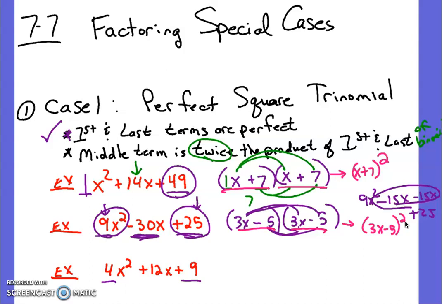The same thing here, we're going to have 2 sets of parentheses. Notice the first term is 4x squared. That would give us 2x. And then the last term is positive 9. So that would give plus 3. And I know it's plus 3 because the middle term is positive. And again, notice these are identical to each other.